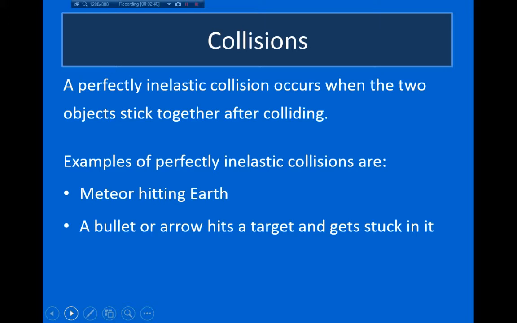Now, a perfectly inelastic collision, remember, is a collision between two objects that stick together. An example of this is when a meteor hits the Earth, and the meteor gets embedded inside the Earth. Another very common example that's used in physics classes is when a bullet or an arrow hits a target and then gets stuck inside the target.